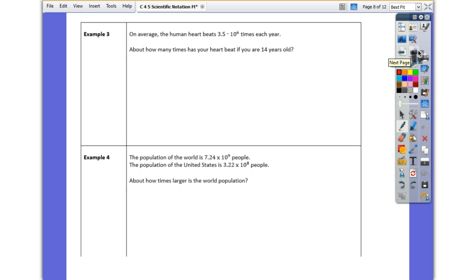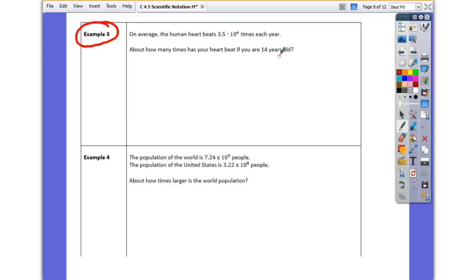All right, now let's practice this type of problem. Applying, you're going to decide, am I going to multiply this information that they're giving me, or do I need to divide it? Example 3. On average, the human heart beats 3.5 times 10 to the 6th power times each year. About how many times has your heart beat if you are 14 years old? So that's about like you guys out here. Let's try to get an estimation and see how many times you think your heart has beat in the last 14 years total.